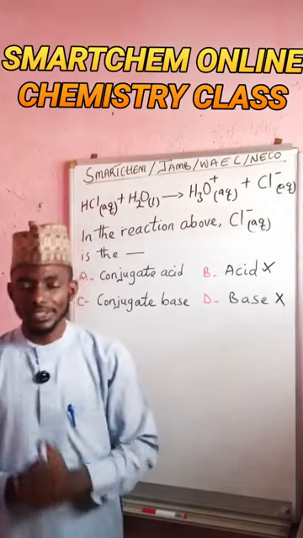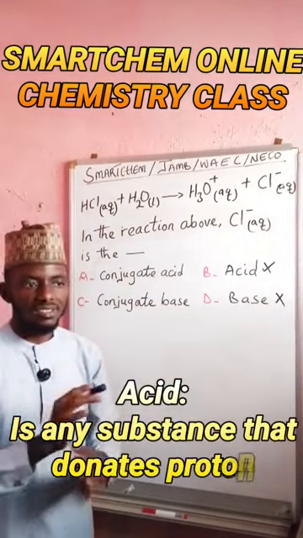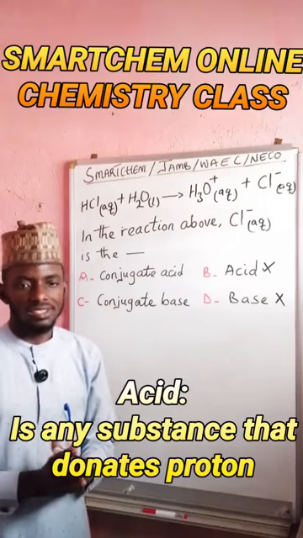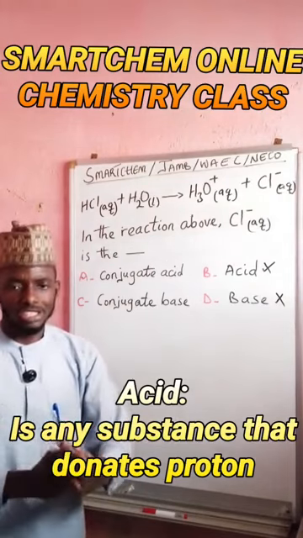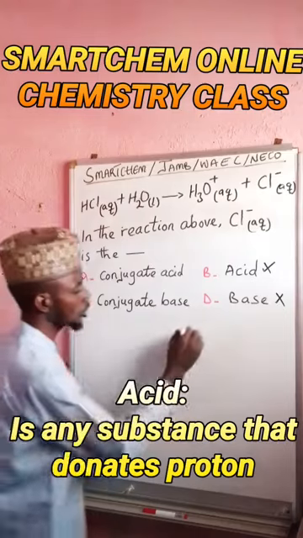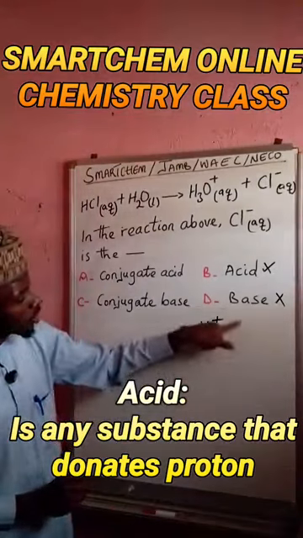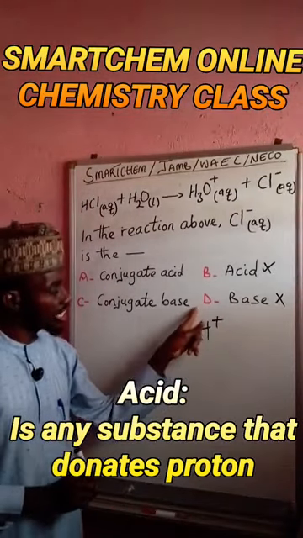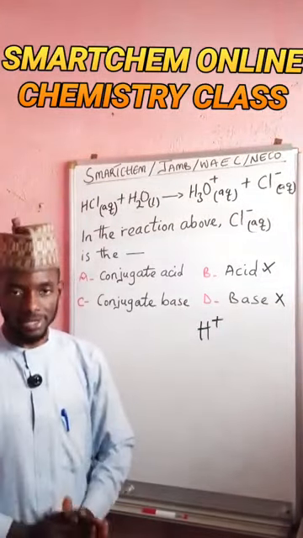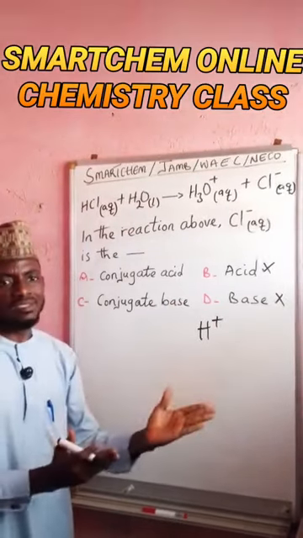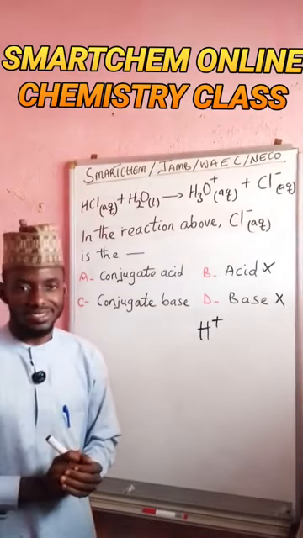According to Bronsted-Lowry theory, Bronsted-Lowry defines acid as any substance that donates proton. And when we say proton, we mean hydrogen ion. Are we together? So any substance that is donating hydrogen ion is an acid, according to the Bronsted-Lowry theory. And any substance that is accepting proton, that is hydrogen ion, is a base.